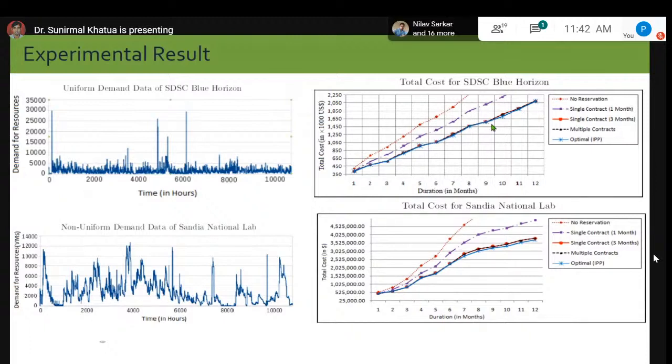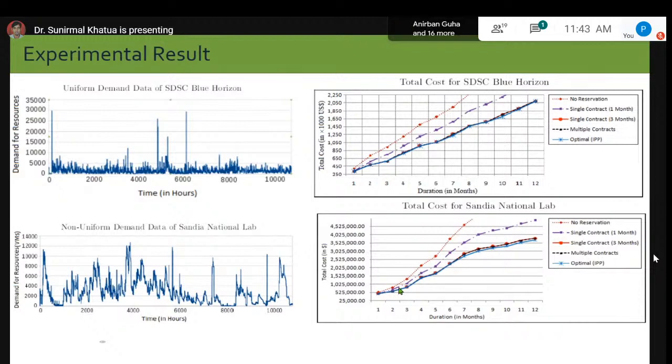Now if you see our result, this red and dotted black one, the dotted black is our multiple contracts, and this one is the highest contract result. You can see it's very close to the optimal one. Most of the time they give a similar result to the optimal found using the NP-hard problem, and what we get from the order of n algorithms. Only in certain cases there is a slight increase, and that increase is also very small. However, for non-uniform, you can see there is a little bit of increase, but still compared to the others there is a huge saving, and it's very close to the optimal one itself.